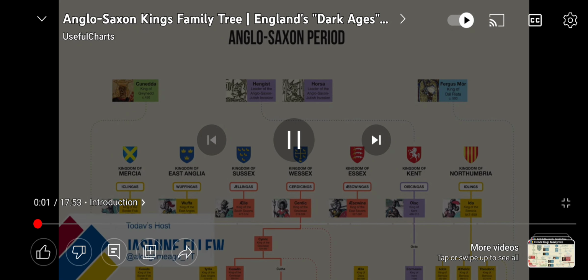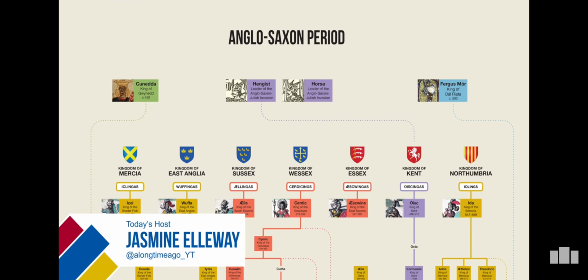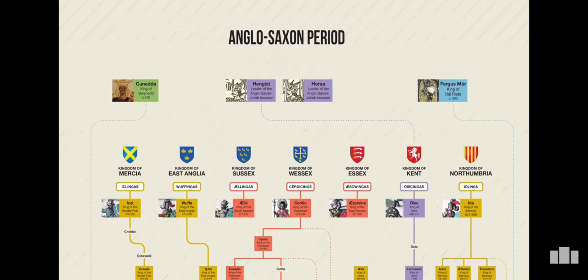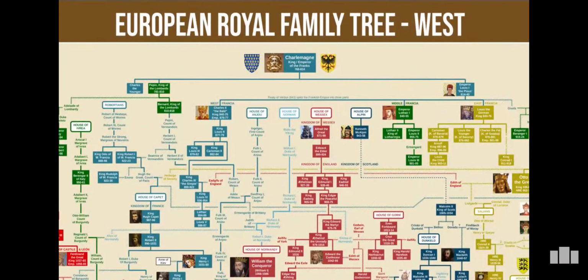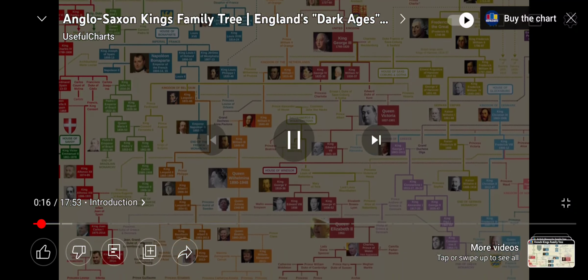Hi, this is Jasmine from the YouTube channel A Long Time Ago. Today I'll be guest narrating for Useful Charts in order to show you the family tree of the Anglo-Saxon monarchs. In Matt's video on the British monarchy, he started with Alfred the Great and then traced the line all the way back down to Queen Elizabeth II.